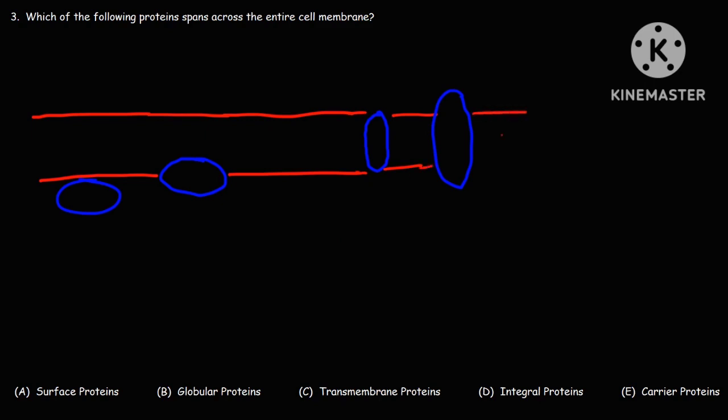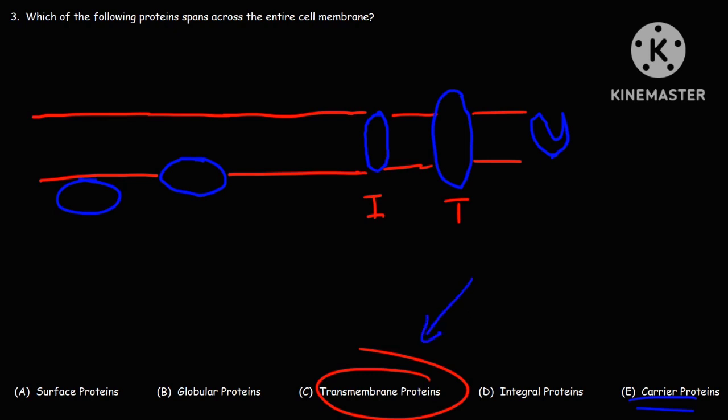The best answer is the transmembrane protein. It spans across the entire cell membrane. The integral protein, it's simply embedded within the cell membrane. Now keep in mind, all transmembrane proteins are integral proteins, but not all integral proteins are transmembrane proteins. And carrier proteins, as we mentioned in the video, they simply carry stuff across the cell membrane. So this is really not the best description of a transmembrane protein. They could be transmembrane proteins, they could be integral proteins, but this answer is the best answer.